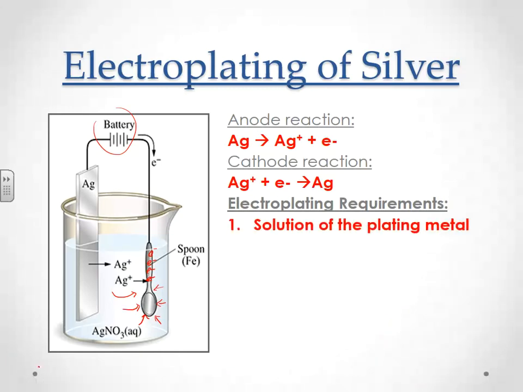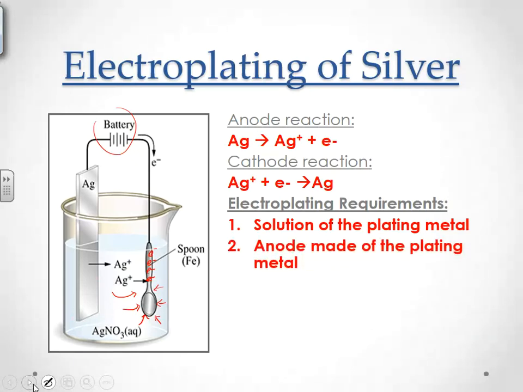The electroplating requirements that must be met here: the solution that's present has to contain the ion of the plating metal, whatever metal ion you want to plate onto the cheaper metal. The anode is made of the plating metal. So our anode is made of the silver, made of the plating metal.